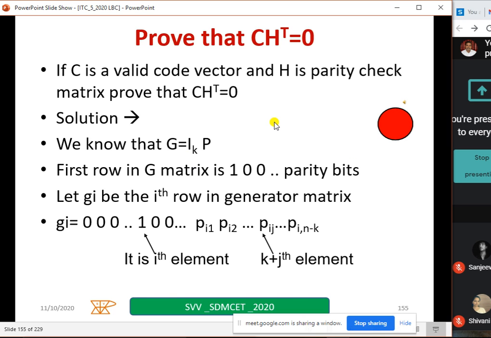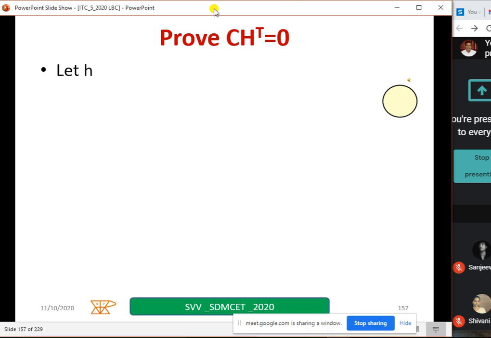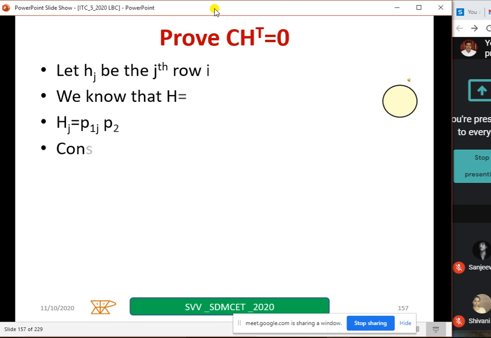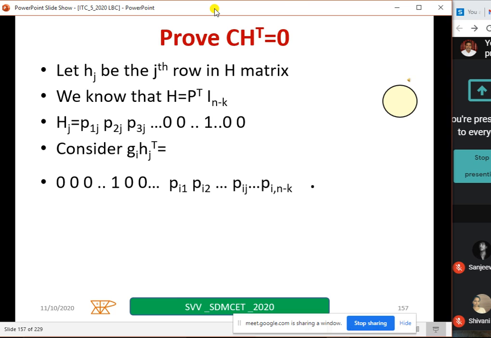Now, please observe carefully. Only one slide is there. Please observe this to understand CH transpose equal to 0. Let Hj be the jth row in the H matrix. Automatically, when I say transpose of H, it's a column. That's all. Now, Hj equal to P1j, P2j, P3j, like that. I'll get a 1, again zeros.